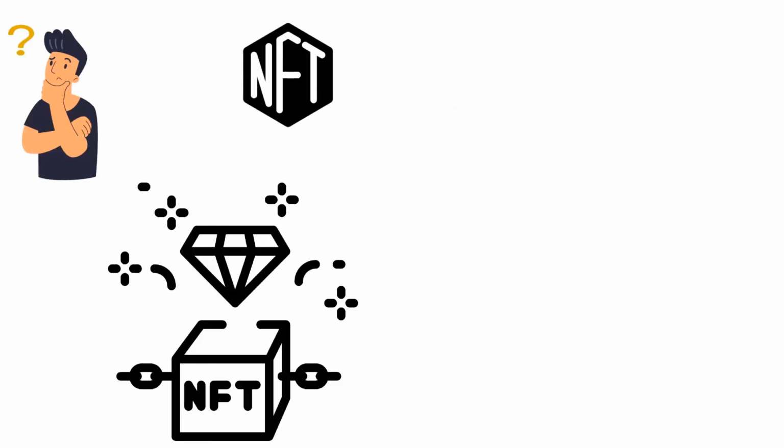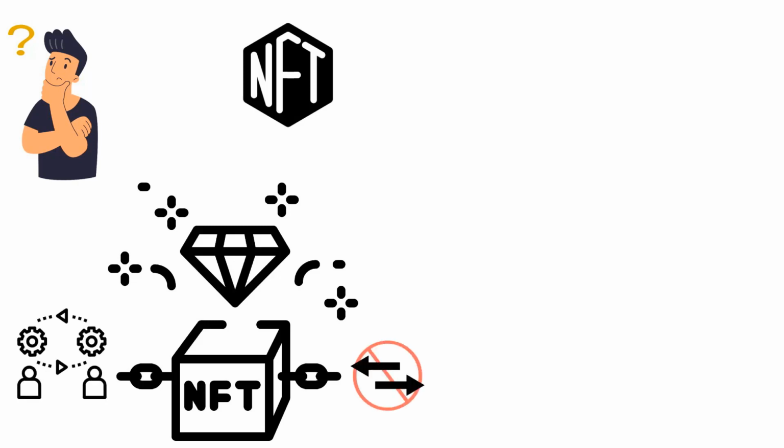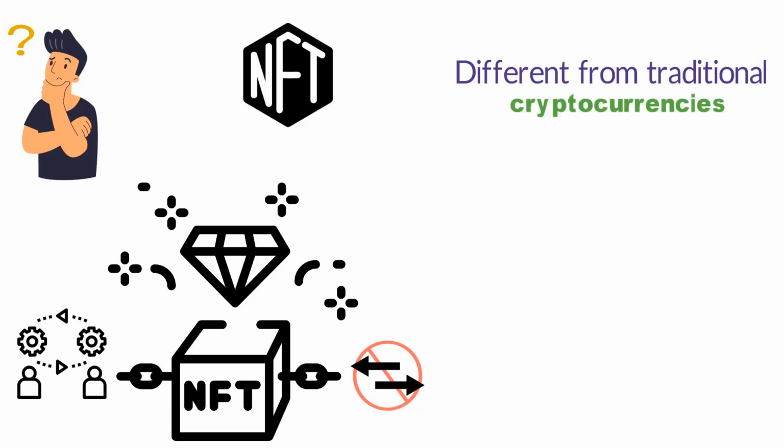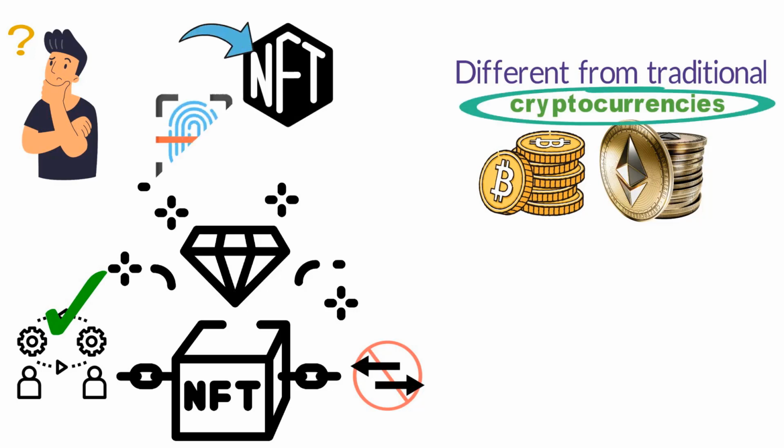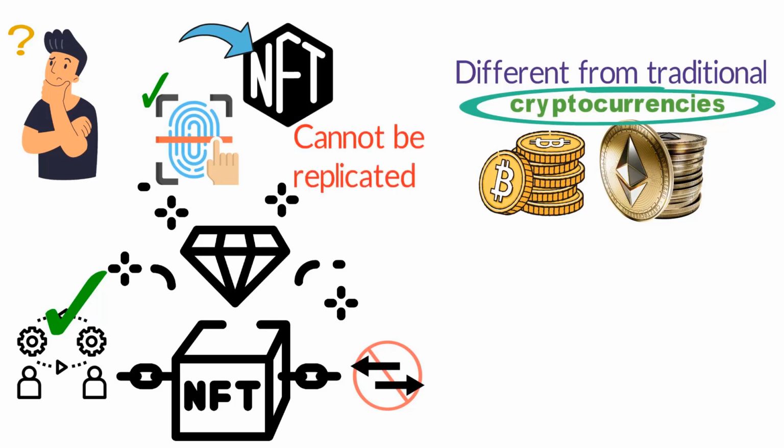Simply put, they are unique digital assets that cannot be replaced or exchanged for another asset of equal value. This is different from traditional cryptocurrencies, such as Bitcoin or Ethereum, which can be easily exchanged for other cryptocurrencies. NFTs are like digital fingerprints, each one is unique and cannot be replicated.